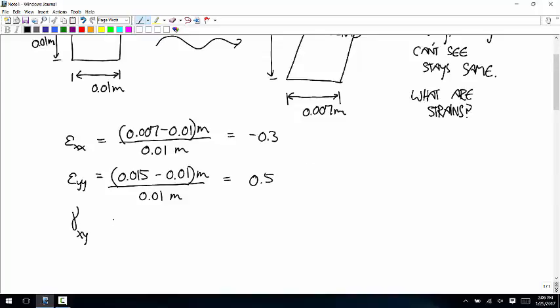And so the XY shear strain is pi over 2 minus 1.3. And that gives 0.271. These are not all taken to be realistic. It's just an example of how to do these calculations.